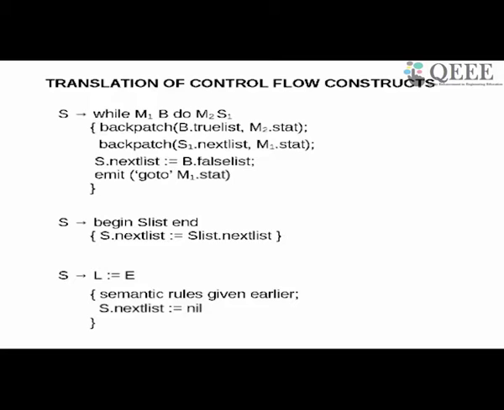When the condition is true, I want to do S1. So therefore the M2.stat will give you basically the starting of S1. So B.true, I connect it to S1, which is through M2. After you have done S1, because of the while loop, I want to go back and evaluate B. So I need the first statement of B. So I need a B1.stat, M1.stat, and therefore you can see S1.nextList.